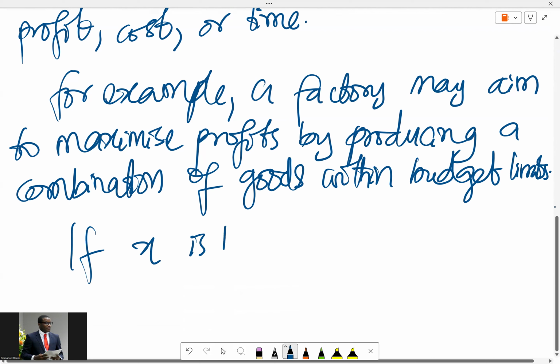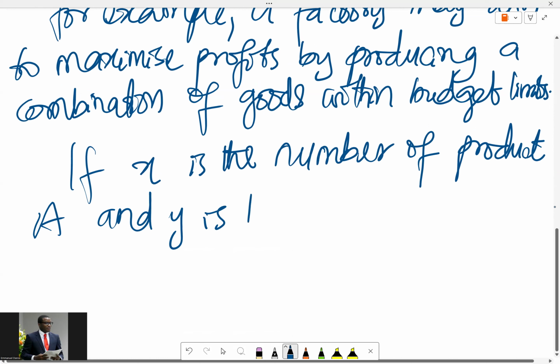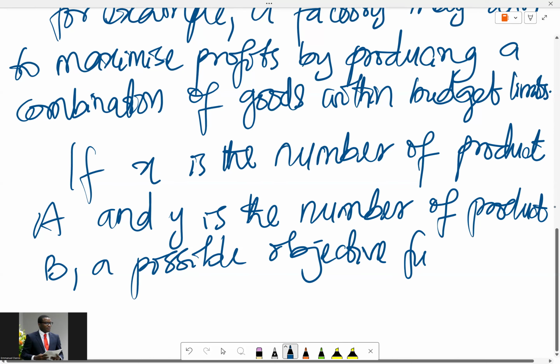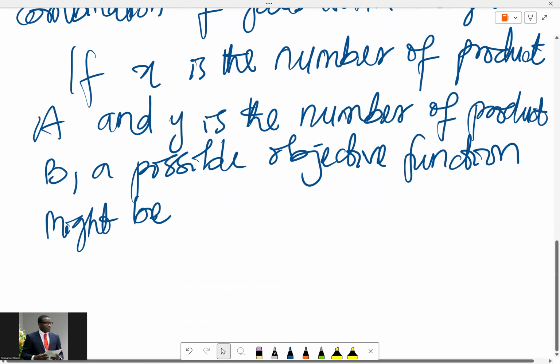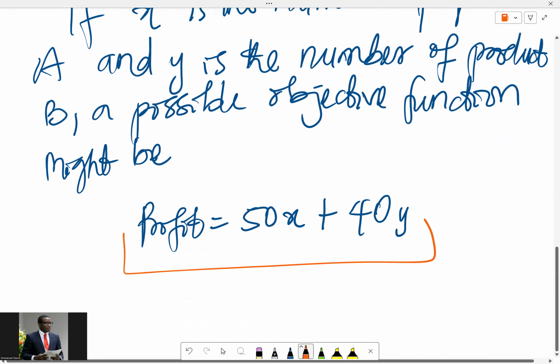So if X is the number of product A and Y is the number of product B, a possible objective function might be: profit equals 50 times X plus 40 times Y.